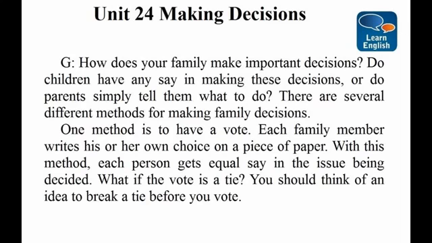One method is to have a vote. Each family member writes his or her own choice on a piece of paper. With this method, each person gets equal say in the issue being decided. What if the vote is a tie? You should think of an idea to break a tie before you vote.